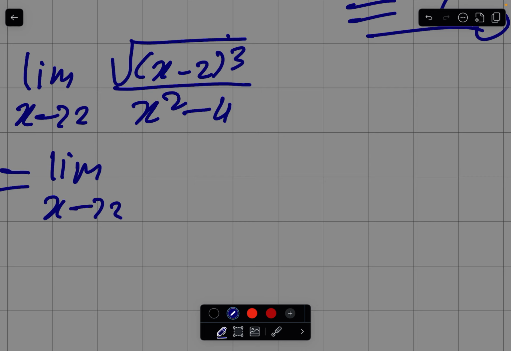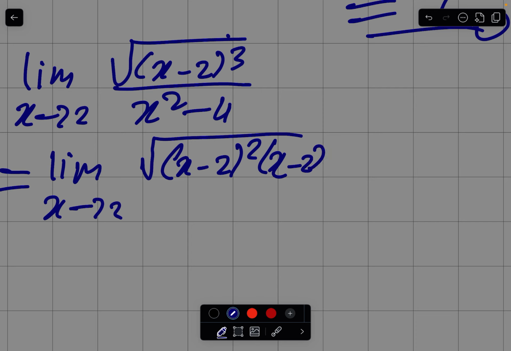Therefore, I want to cancel this square root. How can I cancel that square root? I have to break it. Break whatever is in the square root. I have (x minus 2) all squared multiplied by (x minus 2). I did not change anything.